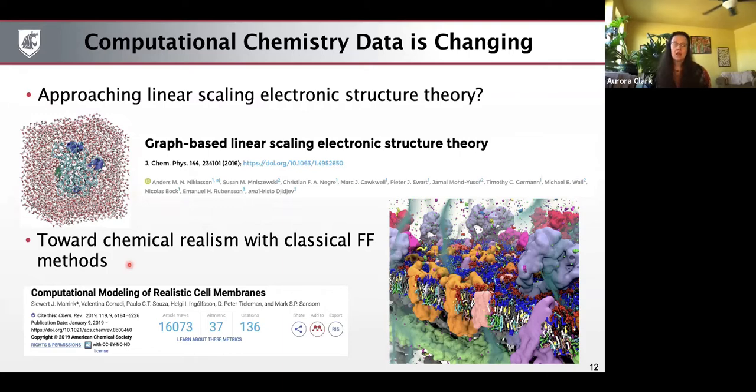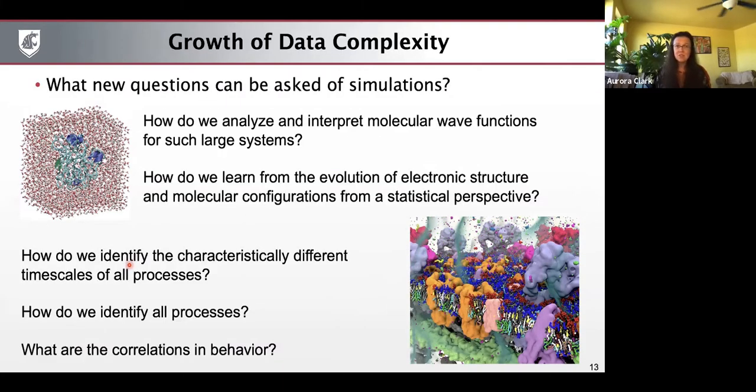And the data that is coming from these simulation techniques is incredibly complex. And so this motivates us to ask an entirely new set of questions from simulation data than we have ever had to ask in the past, right? You could think about how we might analyze and interpret molecular wave functions for really large systems, or how we can look at how electronic structure and the behavior of electrons is correlated to the behavior of nuclei from a statistical perspective.